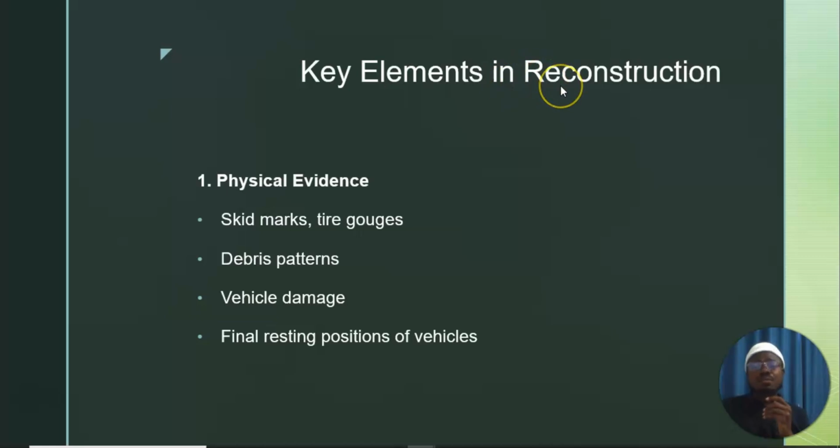Then the key elements of reconstruction. We have the physical evidence, that is the skid marks and the tire gouges, the debris patterns, the vehicle damage, and the final resting positions of the vehicles. So these are some of the key elements under the physical evidence.